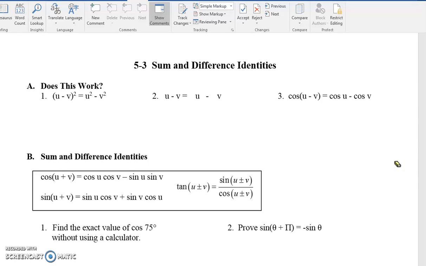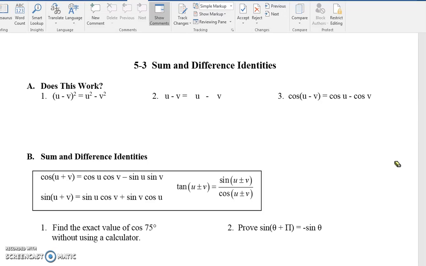There we go. Okay. So for the first one, what happens inside of the squared function? If I have u minus v and I square that, is that going to equal u squared minus v squared? And my idea here is to just pick some numbers, put them inside, and see what happens. So let's just pick 1 and 2.